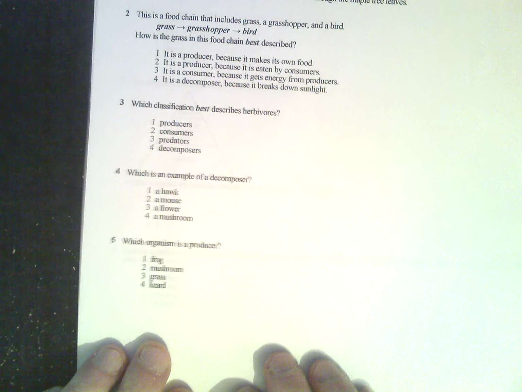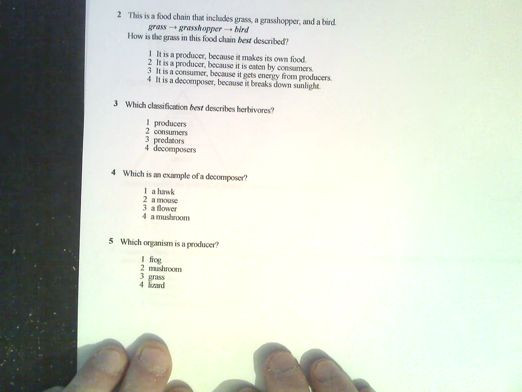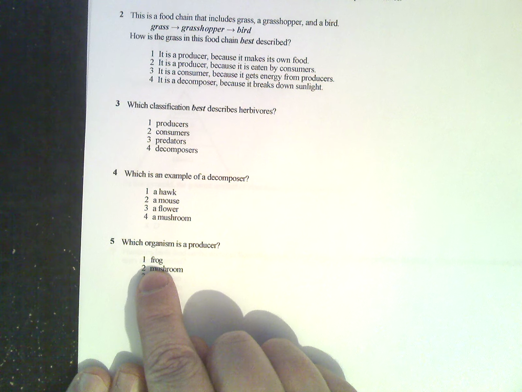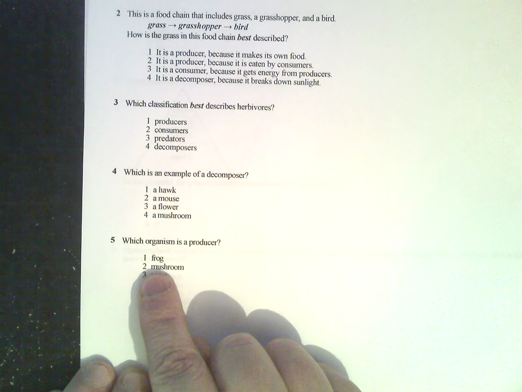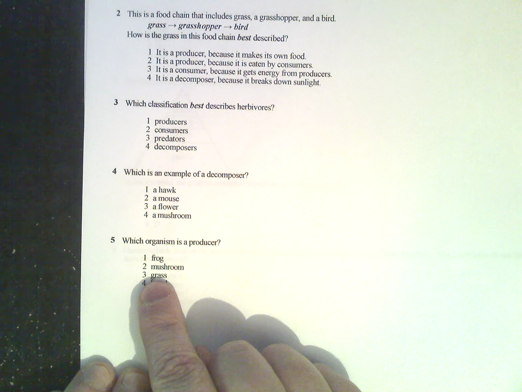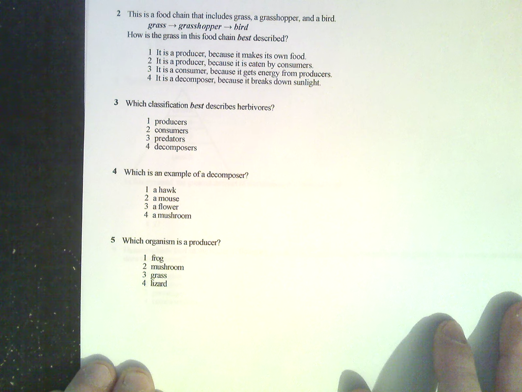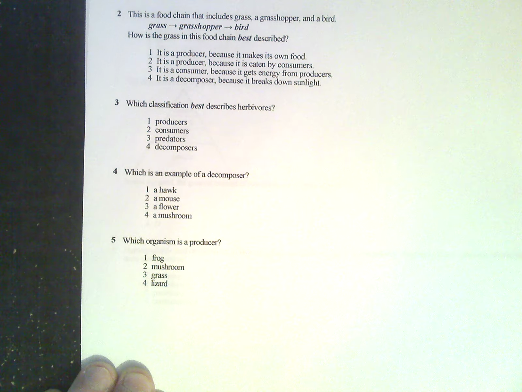Question five. Which organism is a producer? One, a frog. Two, a mushroom. Three, grass. Or four, lizard. Okay, moving on to question six.